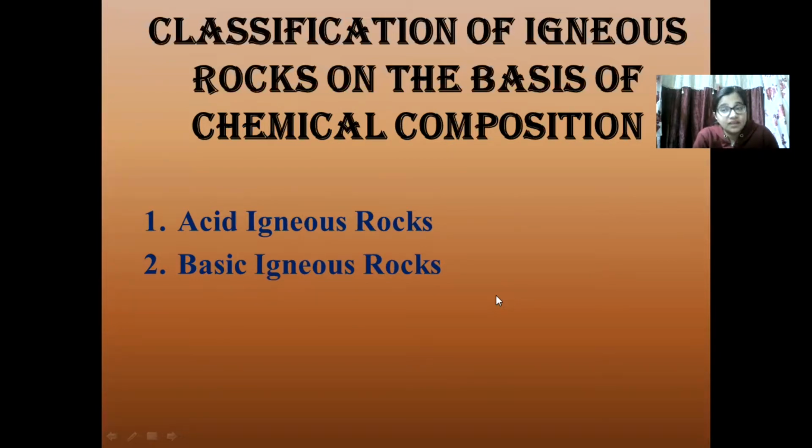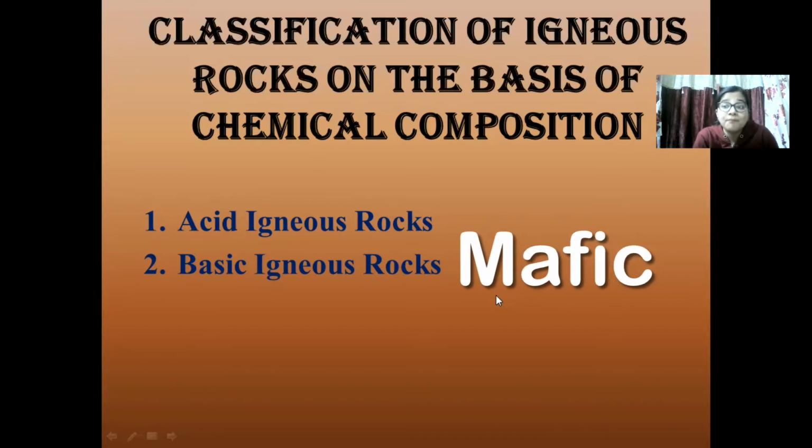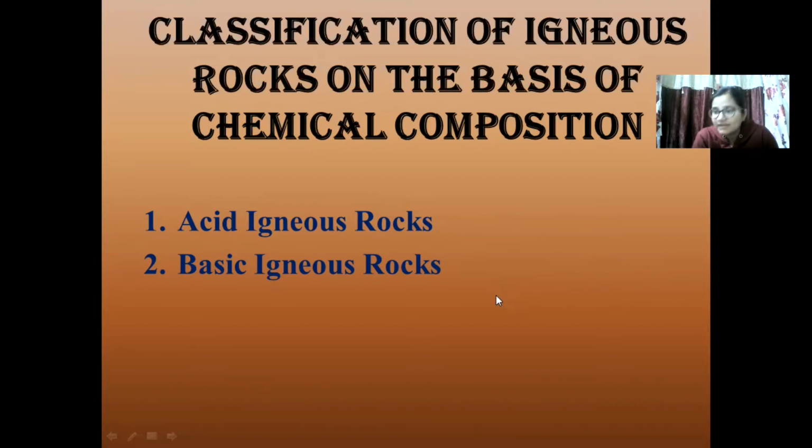Then come the basic igneous rocks. Basic igneous rocks are those types of rocks which have very little silica in comparison to the acid igneous rocks. Basic igneous rocks are mostly comprised of iron and magnesium. So if basic igneous rocks are comprised of iron and magnesium, we call them mafic. Magnesium and some amount of feldspar is there, and iron is also there. So Ma-Fic. Basic igneous rocks are comprised of less silica, and more iron and magnesium.